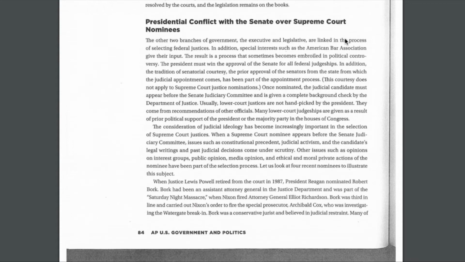And then, looking at the Supreme Court, the president must always have approval of senators for the different judges that the president would put up for all these different federal judge positions.